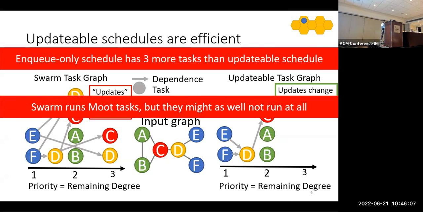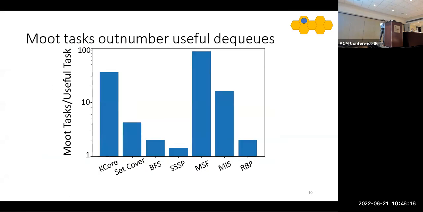The question is, how many of these moot tasks are there on a real graph with a real run? And the answer is, moot tasks tend to outnumber the real ones. Here we track the number of moot tasks compared to useful ones across some of our benchmarks. The y-axis here is the number of moot tasks divided by useful tasks on a log scale, with benchmarks on the x-axis. Note that some of our benchmarks have tens of moot tasks for every single useful one.